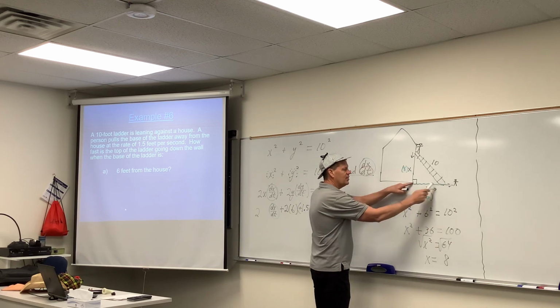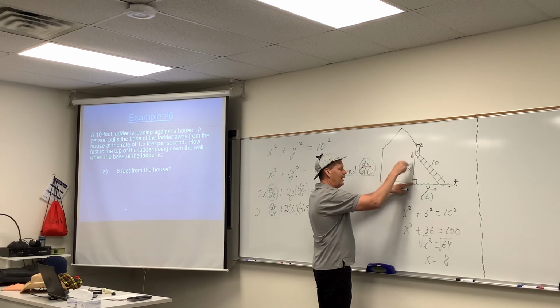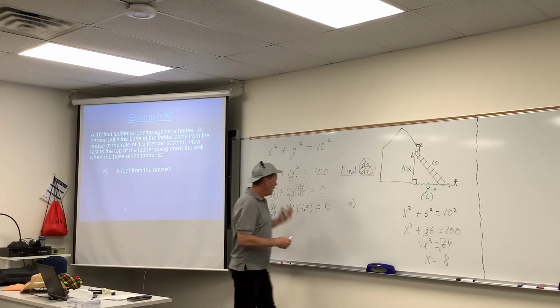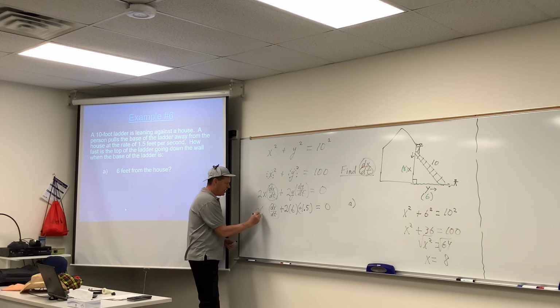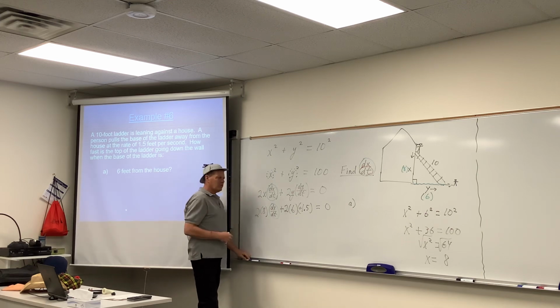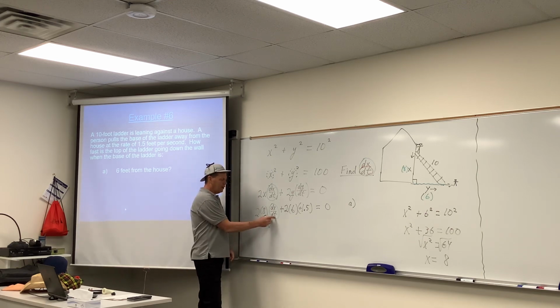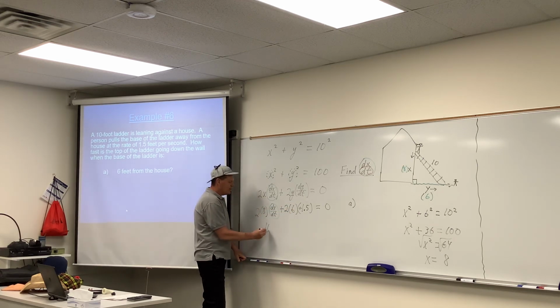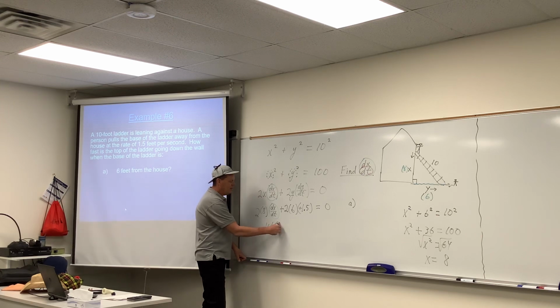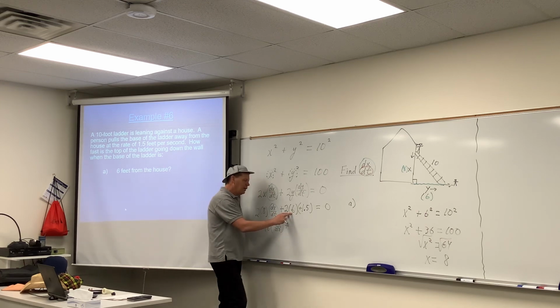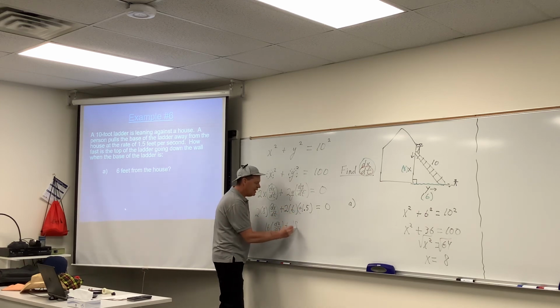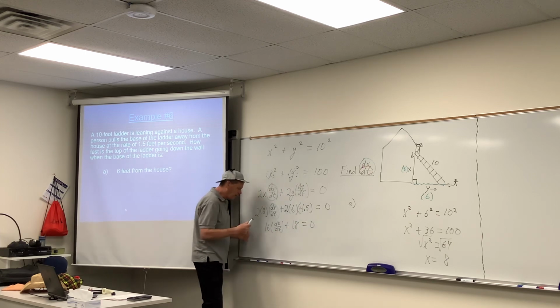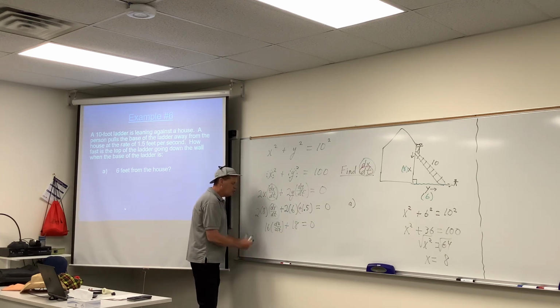When the base of the ladder is 6 feet from the house, the top of the ladder is 8 feet from the ground. In other words, we have a value for x now. And this is like an algebra question at this point. We're solving for that particular variable. Let's go ahead and clean up some of the numbers. So 2 times 8 is 16. That would be 16 dx/dt. This is just algebra. The rest of it should be easy stuff. 2 times 6 is 12. And 12 times 1.5 is 18.